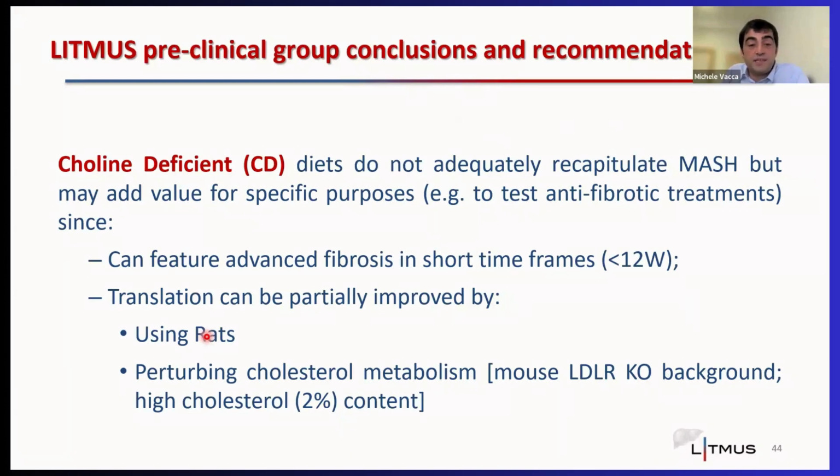For example, to test antifibrotic treatments, since they can feature advanced fibrosis in short time frames, below 12 weeks, and the translation can be partially improved by using rats and or perturbing cholesterol metabolism. For example, using genetically altered animals like the LDL receptor knockout mice or high cholesterol content.